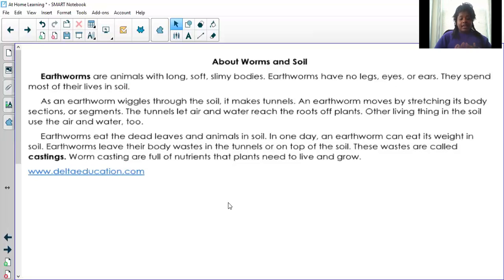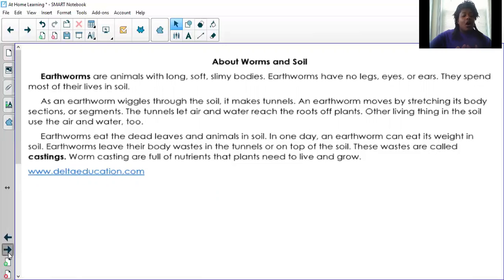Earthworms eat the dead leaves and animals in the soil. In one day, an earthworm can eat its weight in soil. Earthworms leave their body waste in the tunnel or on top of the soil. These wastes are called castings. Worm castings are full of nutrients that plants need to live and grow.